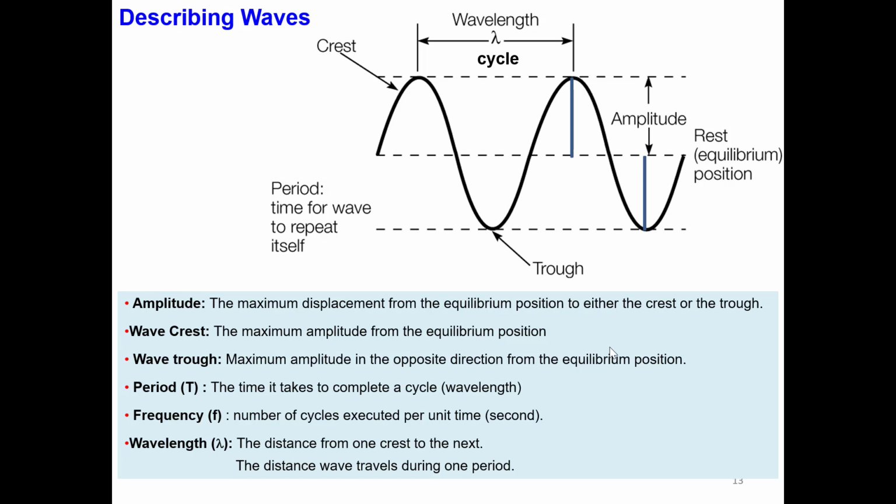Now, the wave crest is the maximum displacement from the equilibrium position in the positive direction. Yes, this is a crest, this is another crest. But the trough is the maximum displacement in the negative direction from the equilibrium position. Then this is a trough, and here we have another trough.